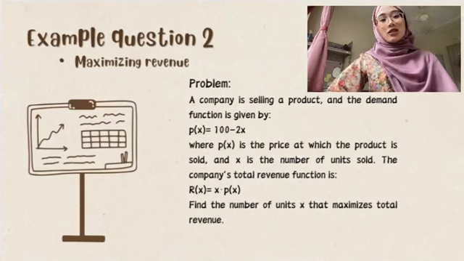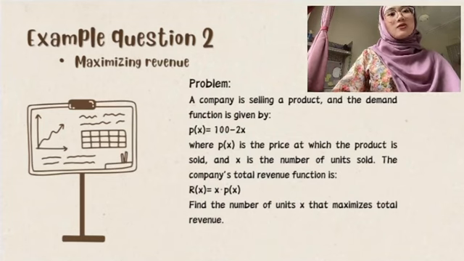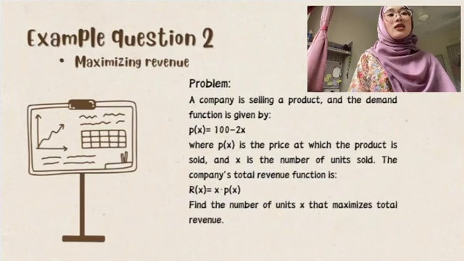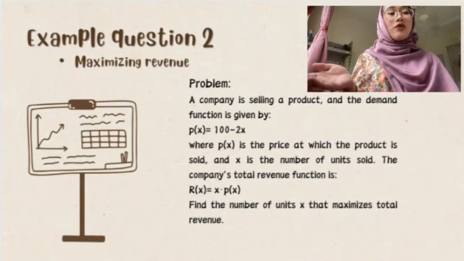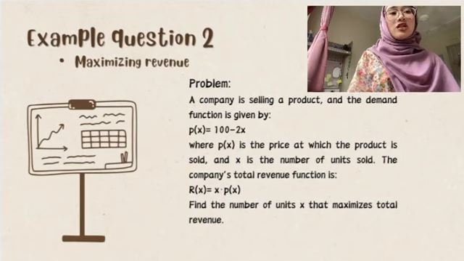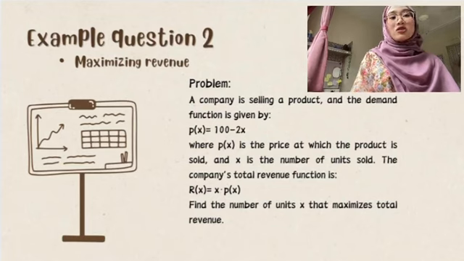I will be discussing with you guys example 2, which is maximizing revenue. So the problem is: a company is selling a product and the demand function is given by P(x) equals 100 minus 2x, where P(x) is the price at which the product is sold and x is the number of units sold. The company's total revenue function is R(x) equals x times P(x). Find the number of units x that maximizes total revenue.